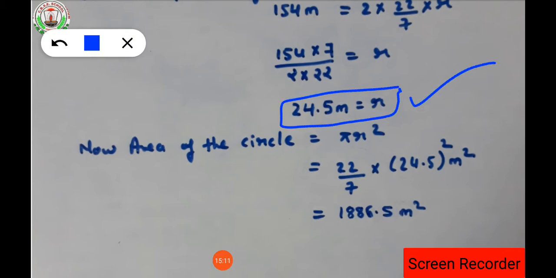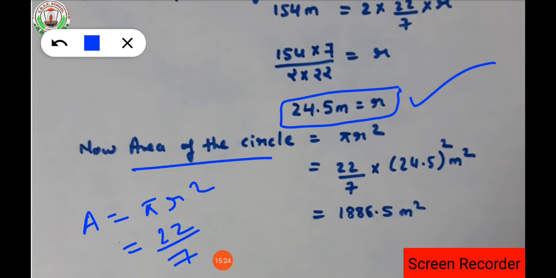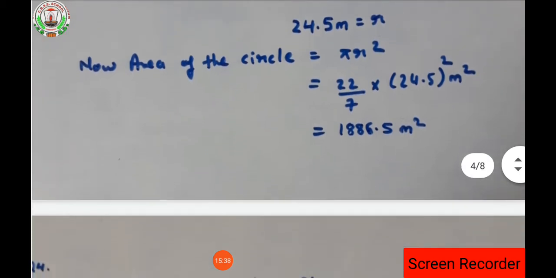This is the value. Now after finding the radius we are going to find the area of the circle. So what is the formula for the area of the circle? That is pi r square, isn't it? Since the pi value we have to take as 22/7, the r value is given as 24.5, the whole square. Doing the calculation we will get the answer as 1886.5 meter square. Clear everyone?